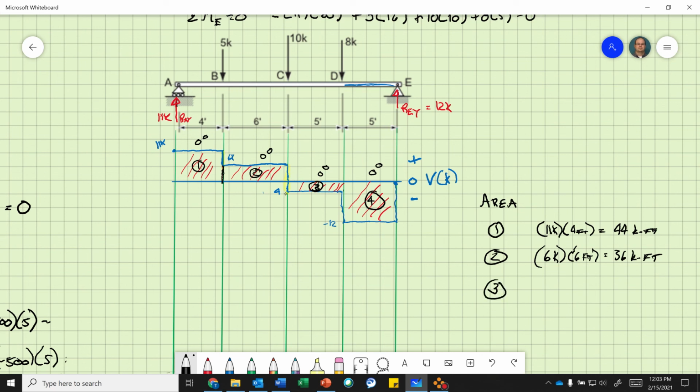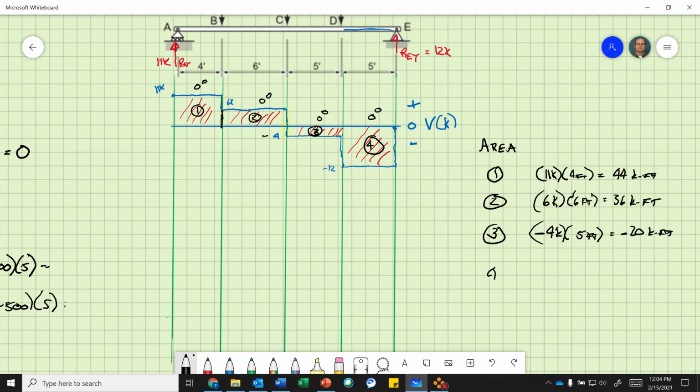Okay, area 3 is now -4. So remember, there's a negative there, right? Because we just want the height of the rectangle. Minus 4 kips, that's the height of my rectangle, times 5 feet equals minus 20 kip feet. Okay, and then area 4 is minus 12 kips. It's the height of my rectangle times 5 feet, and that equals a negative 60 kip feet.